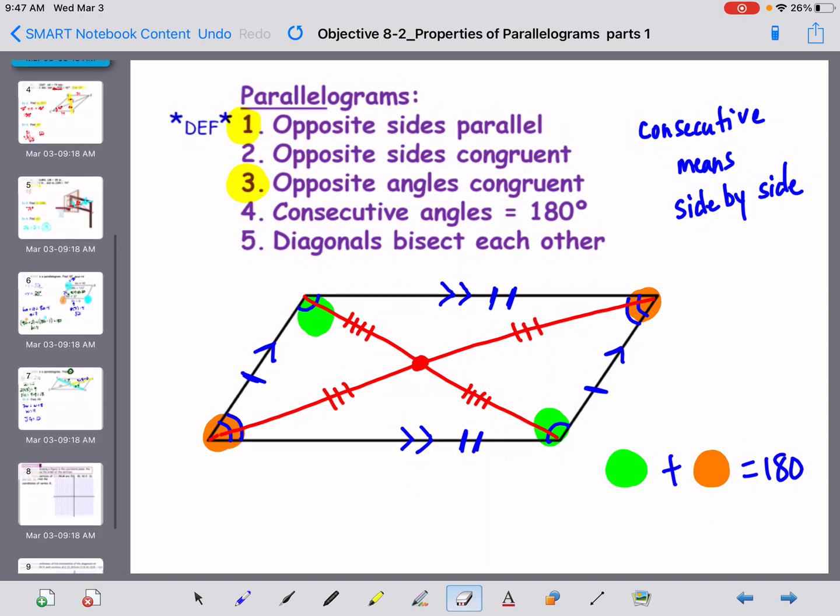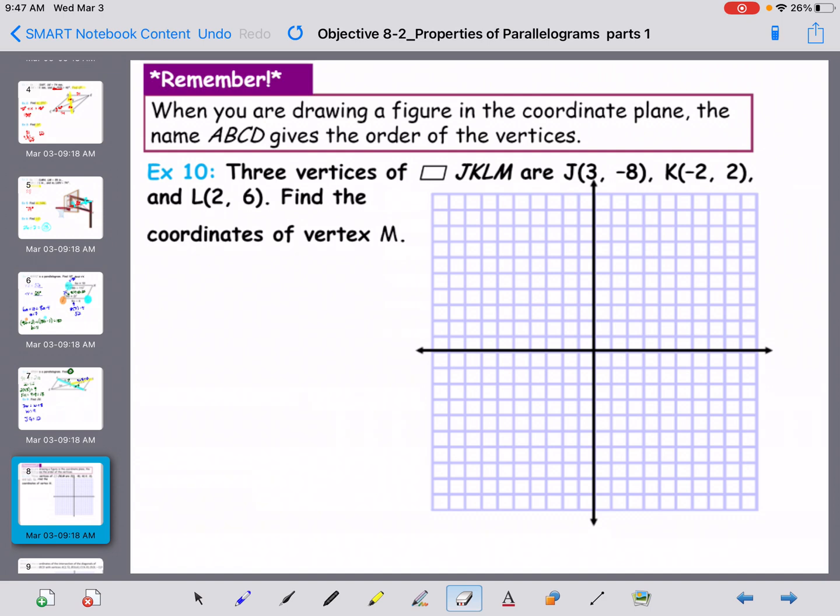So today what we're going to do is learn how we can use these properties if we have a parallelogram on a coordinate plane. So our first problem, we have 3 vertices and we have to find the missing vertex. So the first thing you're going to do is graph these problems. Remember that the first number is the x coordinate, the second is the y coordinate. We always start with the x.